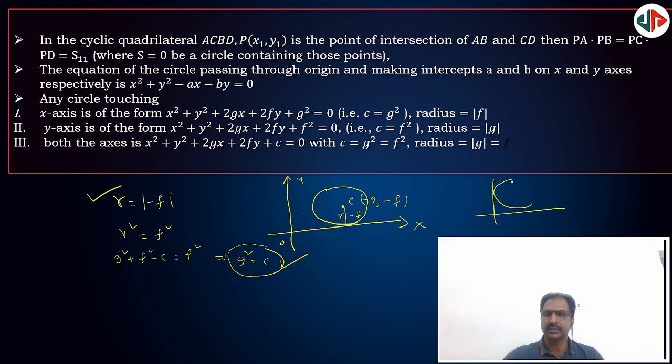Similarly, if a circle touches y-axis, then this will be radius, and if center is minus g minus f, then radius will be equal to mod of minus g. And if you simplify this, you will get f square is equal to c by squaring as we did here. So what are the two conditions to be remembered for a circle to touch y-axis? Radius is equal to mod of x coordinate of center, and another condition is f square is equal to c.